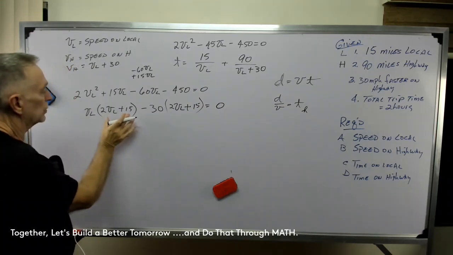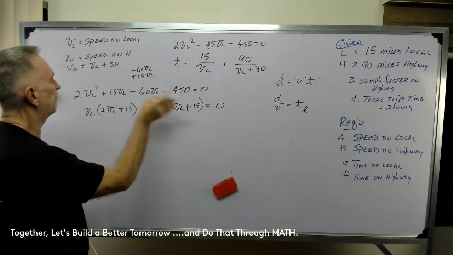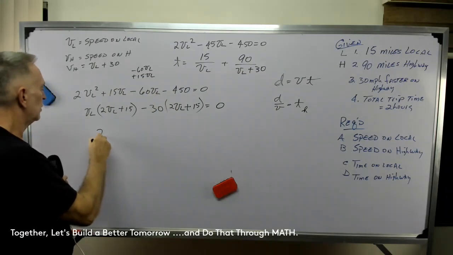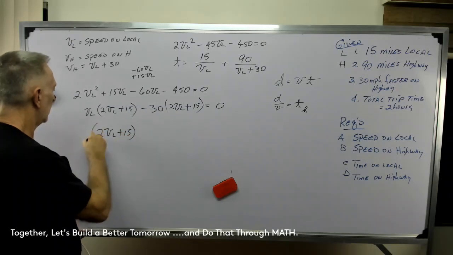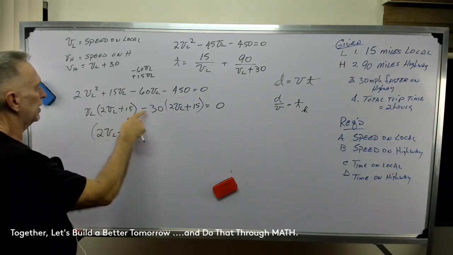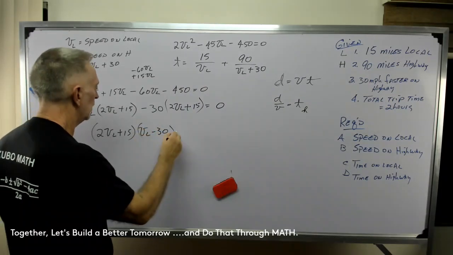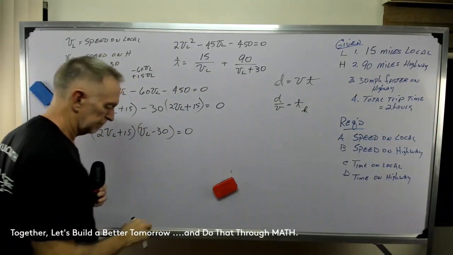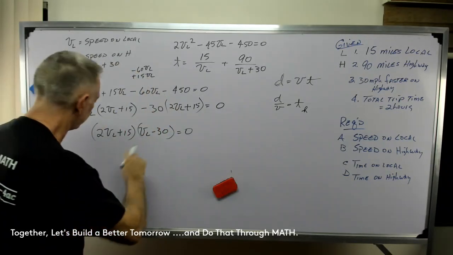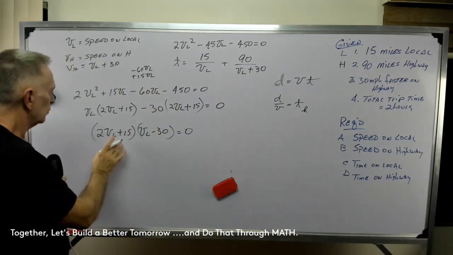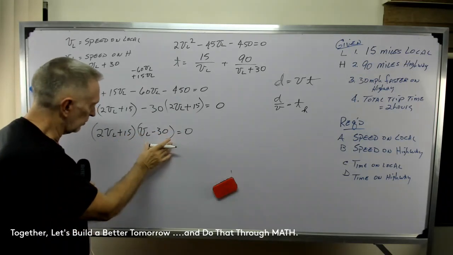Now you'll notice I have a 2 VL plus 15 here and here. I'm going to factor one of those out. So 2 V sub L plus 15 times V sub L minus 30, and all of that equals 0. Sorry, I had to cough. All right, so let's solve for each. So this could equal 0 or that could equal 0.